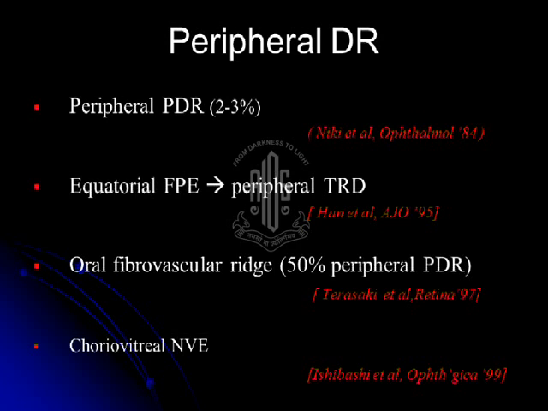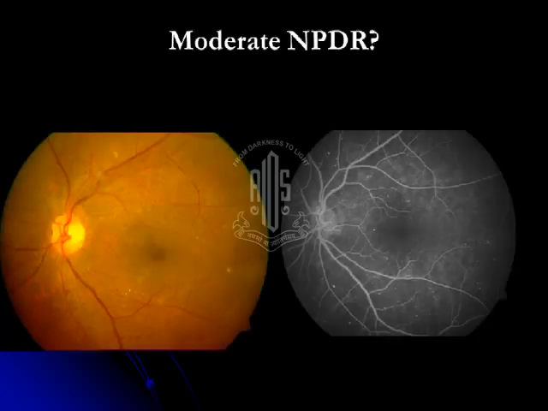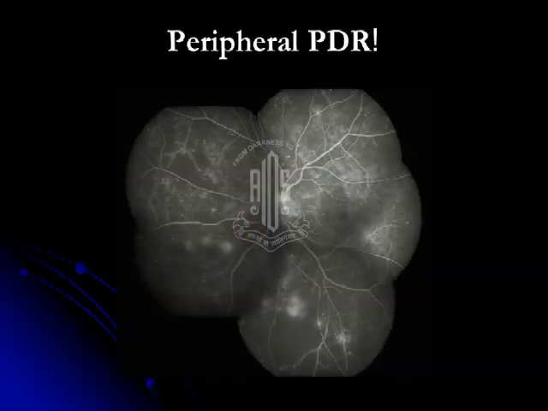Oral fibrovascular ridges have been seen in 50% of cases of peripheral PDR by Terasaki, and Ishibashi even documented direct chorio-vitreal neovascularization. So all these things can happen. Again, to the casual eye, this might look like a case of moderate NPDR. But a complete panoramic pan-retinal examination would show this to be a case of peripheral PDR. So that's why it's important to not just look at the macula and the surrounding area, but to look all around. Sometimes you might find thin, faint new vessels deep into the periphery too.